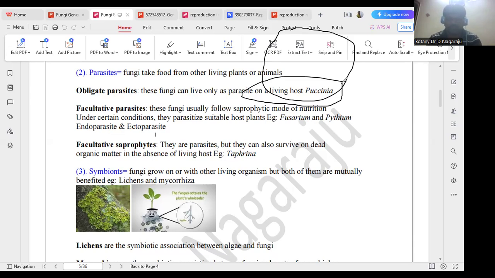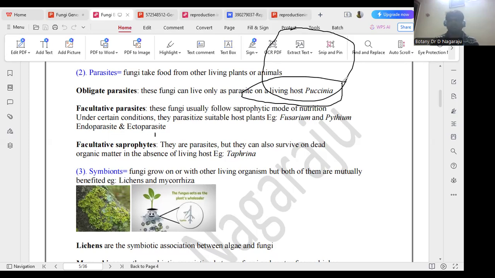You know, primary host, secondary host. Which one is the primary host for Puccinia? Puccinia graminis tritici, wheat rust, you have studied. It is an essay question that also comes in your theory exams. Wheat is the primary host.